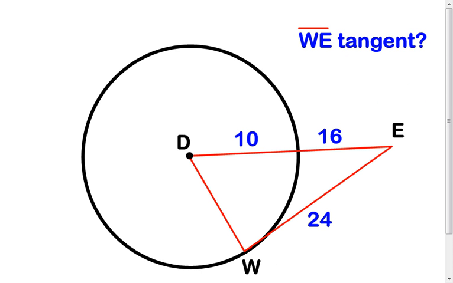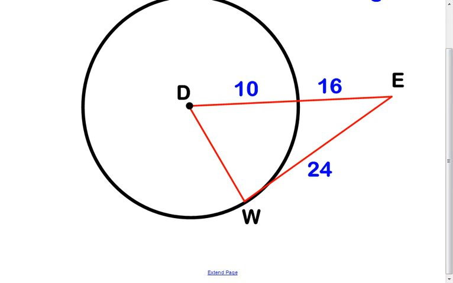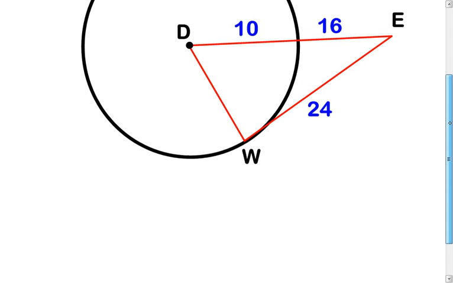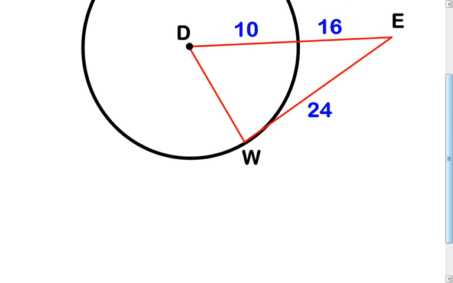Now in this one, we want to figure out if segment WE is tangent to the circle. And some of you would look at this and say, well, there's not enough information because I only have 2 side lengths of my triangle. I've also seen some students use the Pythagorean theorem to find the length of this side. But if you're using the Pythagorean theorem to find the length of that side, you're already saying it's a right triangle, so that's not going to work.